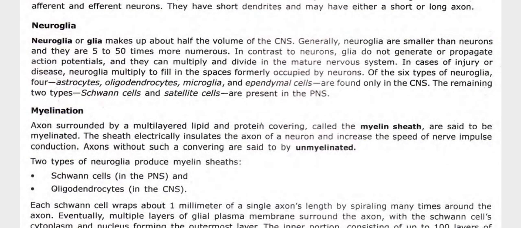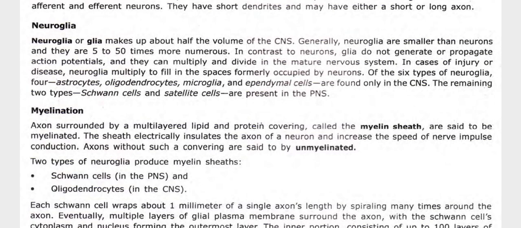Next, neuroglia. Neuroglia or glial cells make up about half the volume of the CNS. Generally, neuroglia are smaller than neurons and they are 5 to 15 times more numerous. In contrast to neurons, glia do not generate or propagate action potentials, and they can multiply and divide in the mature nervous system. In cases of injury or disease, neuroglia multiply to fill the space formerly occupied by neurons.